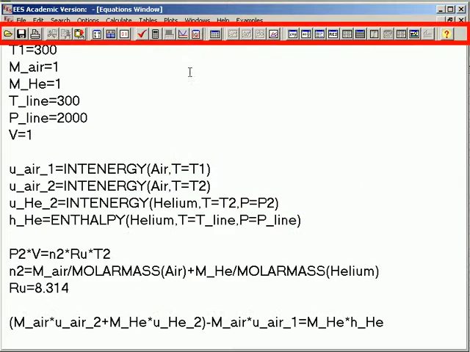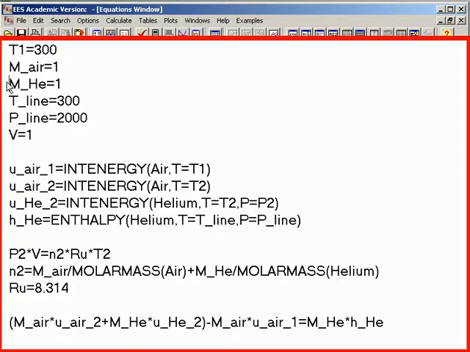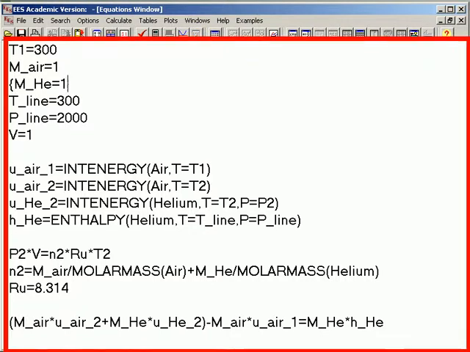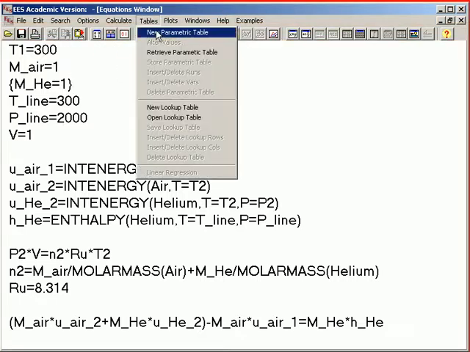And so let's go back into the equation window, and I haven't shown this to you yet, but in EASE, you can comment lines out by using the curly brackets. So if we put a curly bracket at the front and the end there, now we have not specified the mass of helium. But what we can do is we can make what's called a parametric table in EASE.